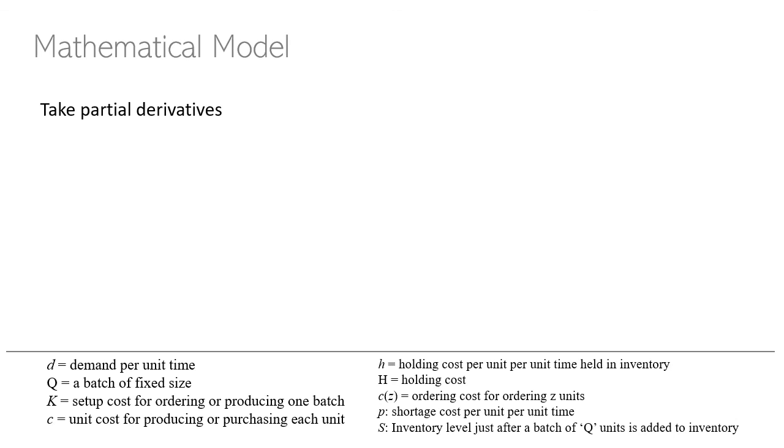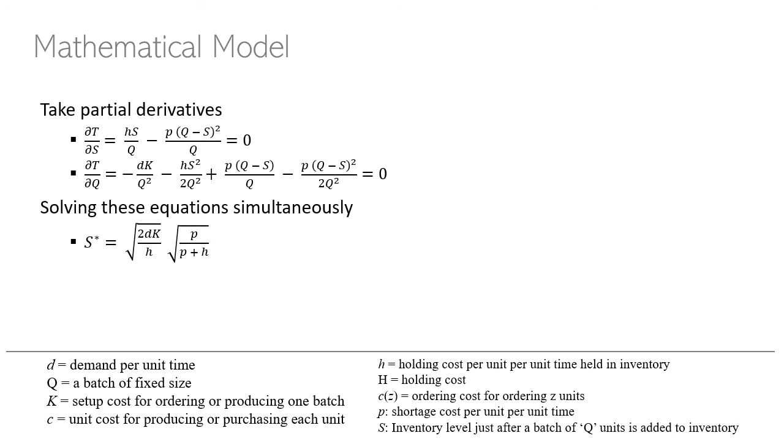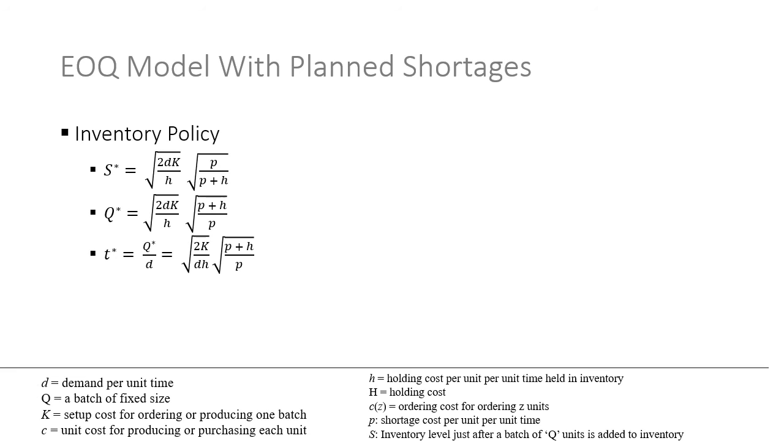Solve these two equations simultaneously, so those are the same partial derivatives from the previous slide. If you solve these two expressions simultaneously, then you will get the values of S, Q and T for total minimum cost T. So this is the inventory policy of EOQ model with planned shortages, and what this inventory policy entails is that the company should order these many number of units every time it places an order, and this should be the frequency of order.